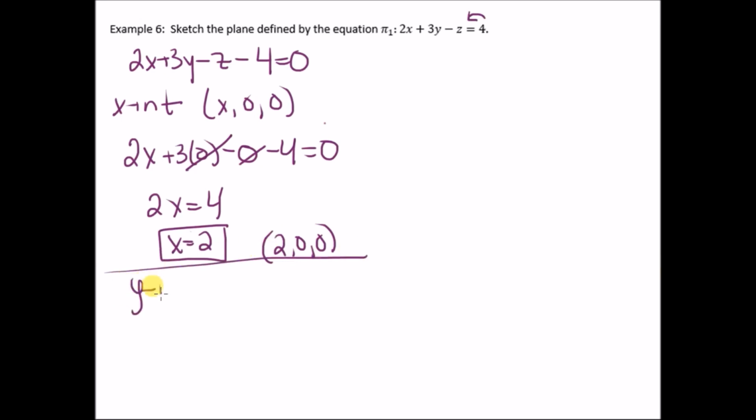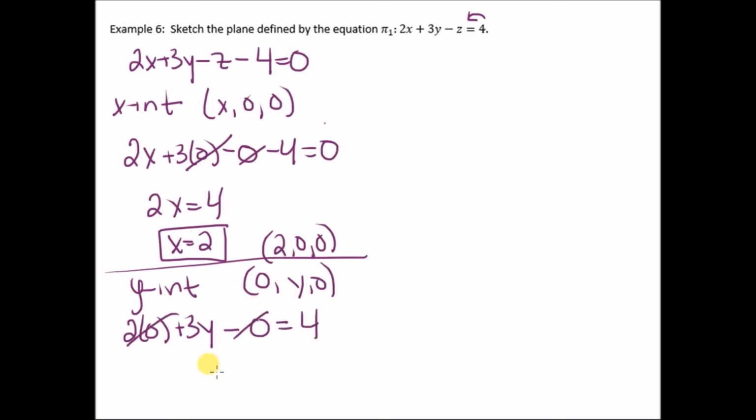Now, let's find the y-intercept. So this time, we're going to sub in 0 for x, leave the y, and then 0 for the z. 2(0) plus 3y minus 0. I guess we could just bring over the 4 again. I like to write it in Cartesian form. So 3y equals 4, y equals 4 over 3. Okay, and do not convert that into a decimal.